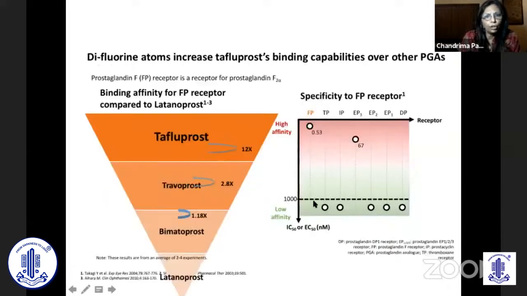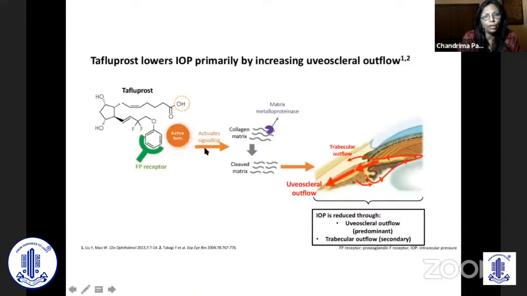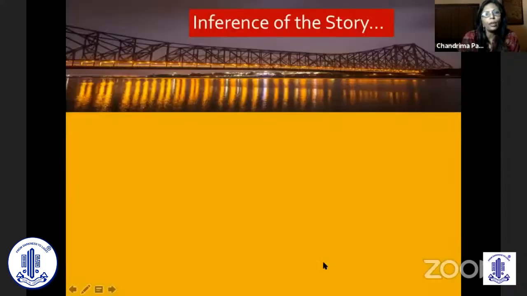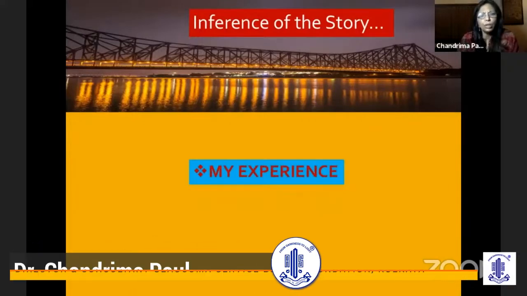So with that, we move on to the study where they found that the difluoro atoms increased tafluprost binding capabilities over the other PGAs, as you see there. And this is a unique feature of tafluprost, where it activates signaling in the collagen matrix by releasing metalloproteinase. It causes this cleaved matrix, which causes outflow through the trabecular meshwork as well, secondary to the uveoscleral outflow.